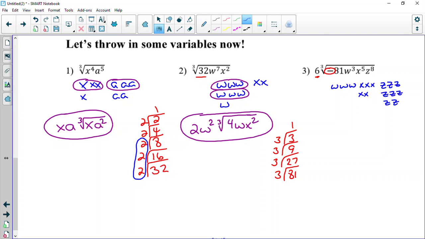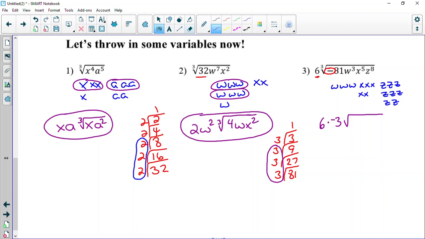Alright, and then I'm already grouping them into 3's just to make my life a little bit easier. Alright, so now I'm going to look for all my triples. Don't forget that we've got this 6 that I need to bring down. Times. Alright, I have 1 group of 3's. But don't forget that negative up here, which means that that 3 that I pull out has to be negative. Alright, now, what is left over?